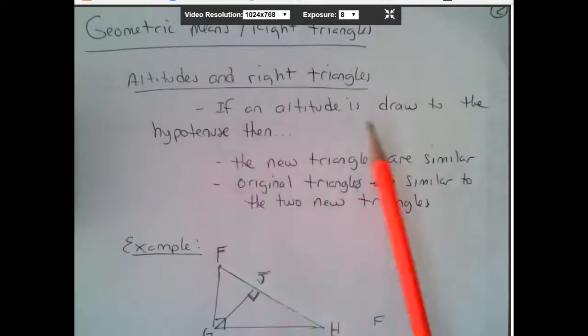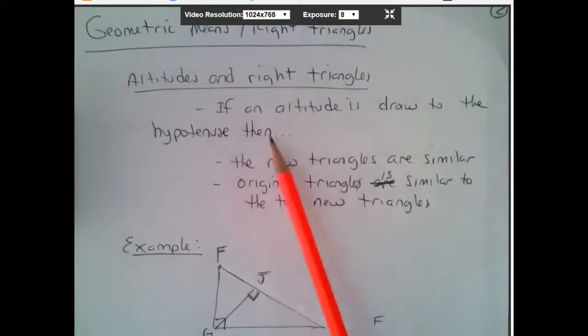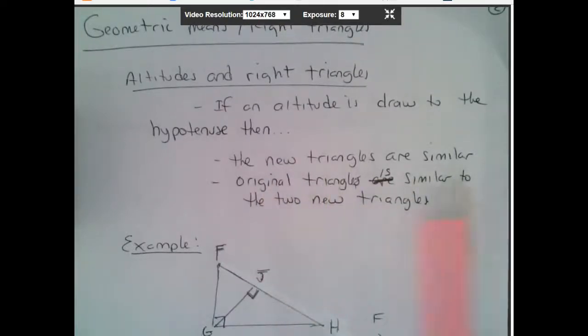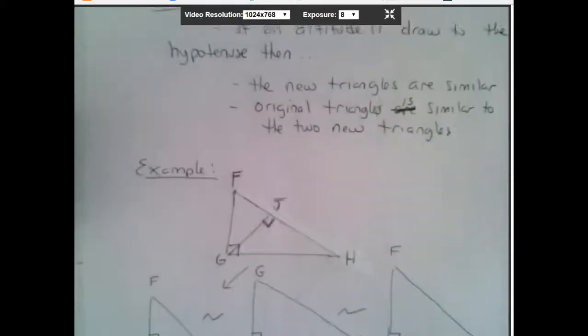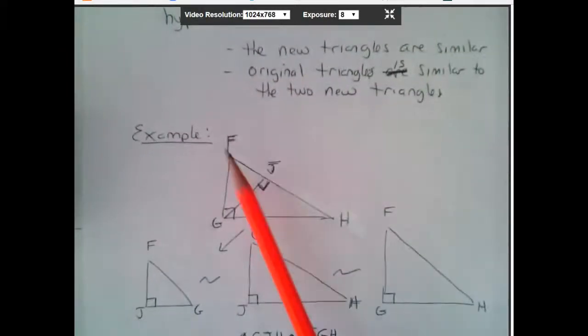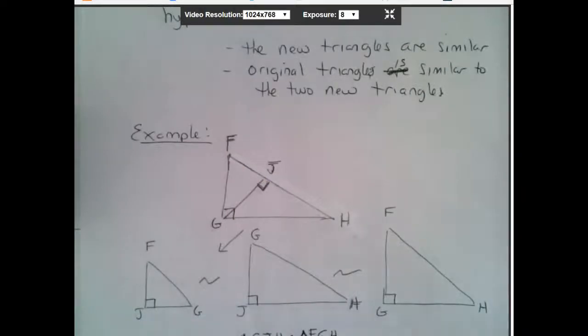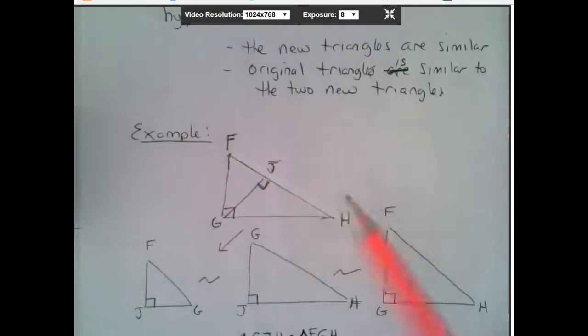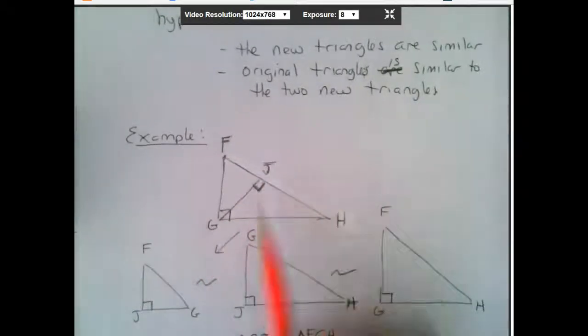So it says if an altitude is drawn to the hypotenuse, then the new triangles are similar. The original triangle is similar to the two new triangles. So let me show you how that works. Let's say we have this original triangle FGH, and we draw this altitude from G through the vertex over to the hypotenuse side FH, and we make the altitude so it's at a right angle.